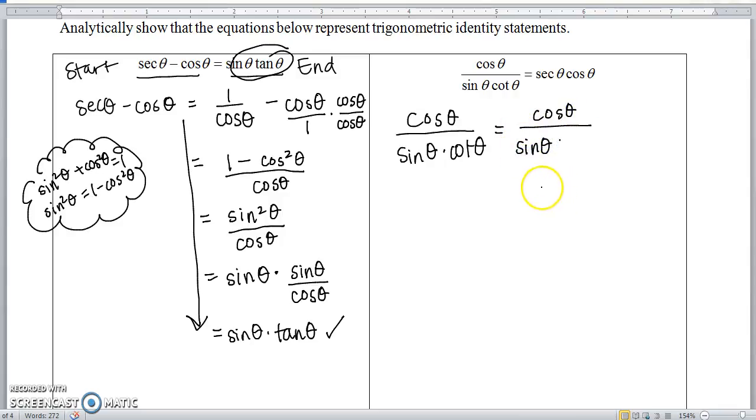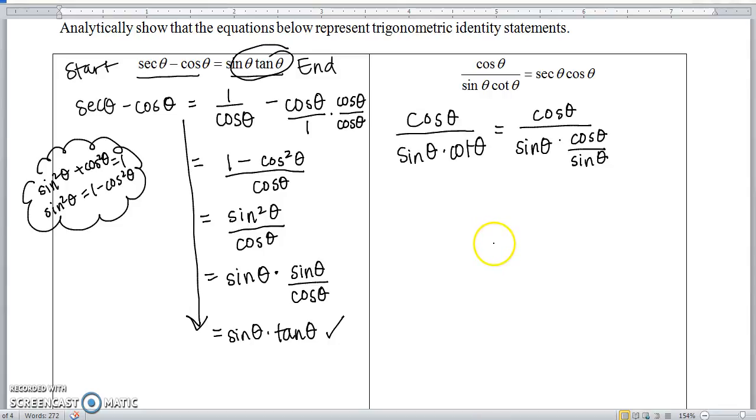Cotangent of theta we can replace. You could either do 1 over tangent theta, or you could do cosine over sine. In this case, we'll do cosine over sine because we already see other cosines and sines in our problem. Okay, so that's what we have.